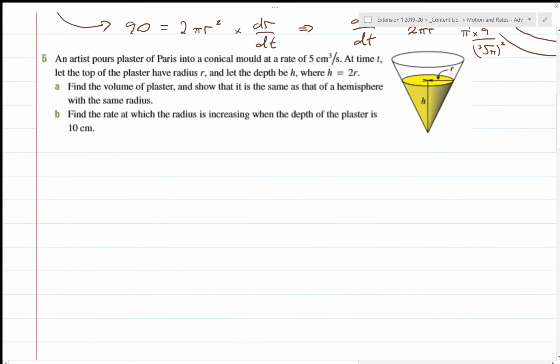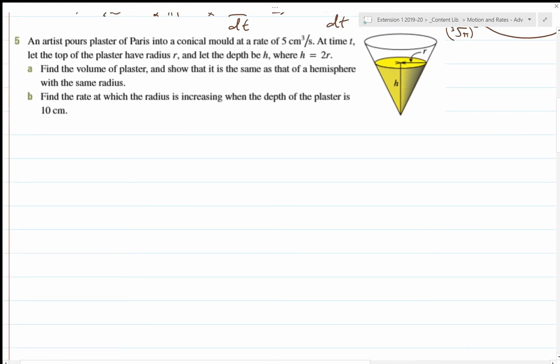Okay, so I might do one more, and then I'll leave the other two for you, and maybe we could do them together in a conference or something. So find the volume. Okay, so an artist pours plaster of Paris into a conical mold at a rate, so I'll write that down right now, dV/dt is 5.